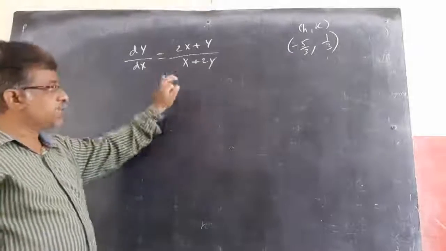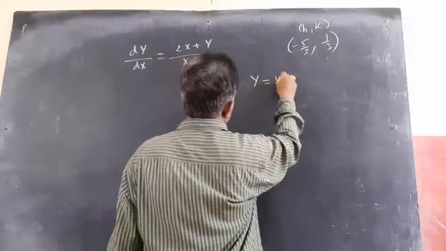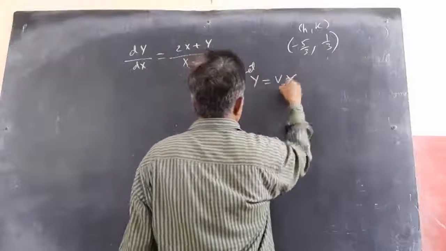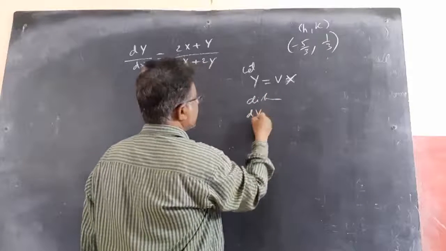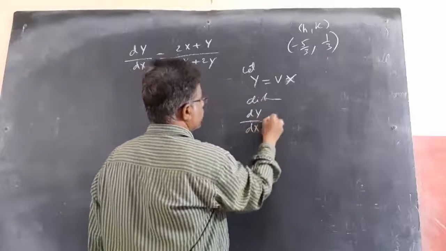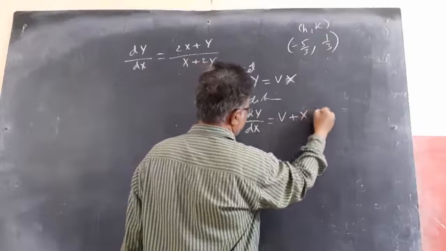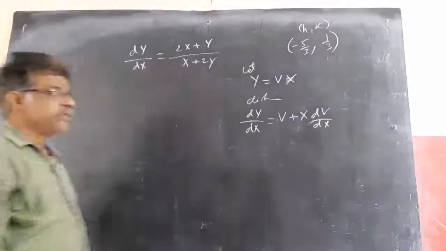So we should take y equal to vx. Proceed like this. Let y equal to vx as usual. Differentiating with respect to x, it automatically becomes dy by dx equal to v into the derivative of x, which is 1, plus x into the derivative of v, dv by dx. That is v plus x dv by dx.